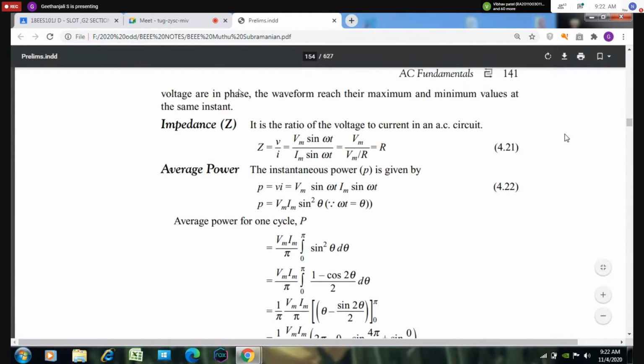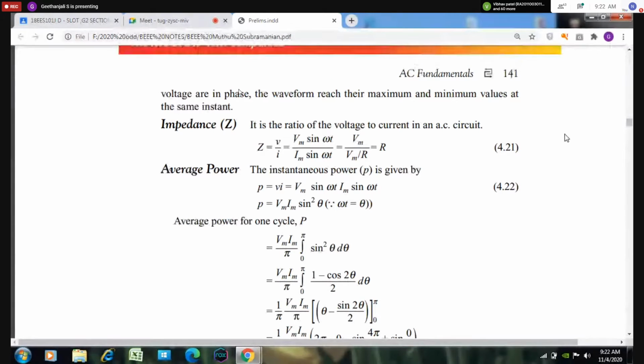When voltage and current are in phase, the waveforms reach the maximum and minimum value at the same instant. If we take the angle for the voltage waveform as well as the current waveform at a particular degree, then both reach the maximum value and then the minimum value at the same time. This is the meaning of in phase with each other. So voltage and current are in phase with each other in the pure resistive circuit.